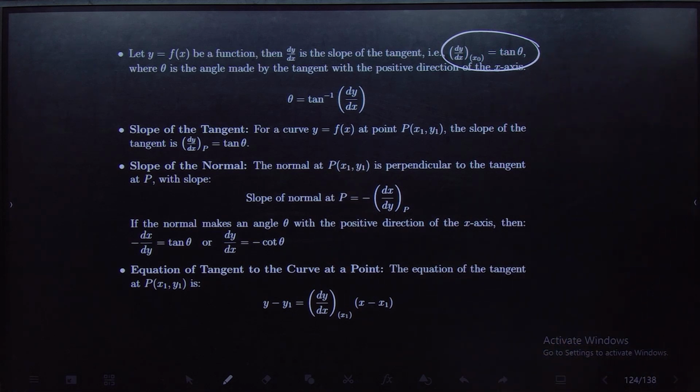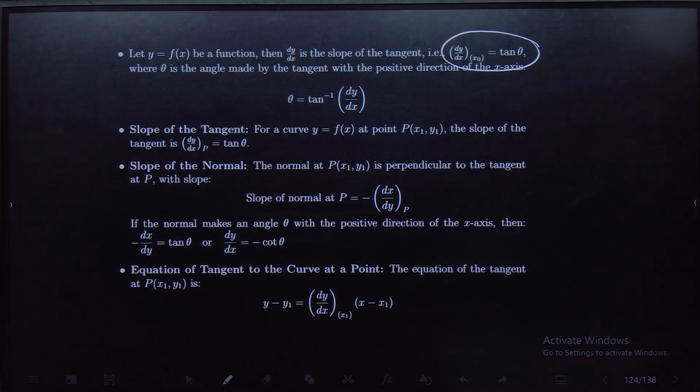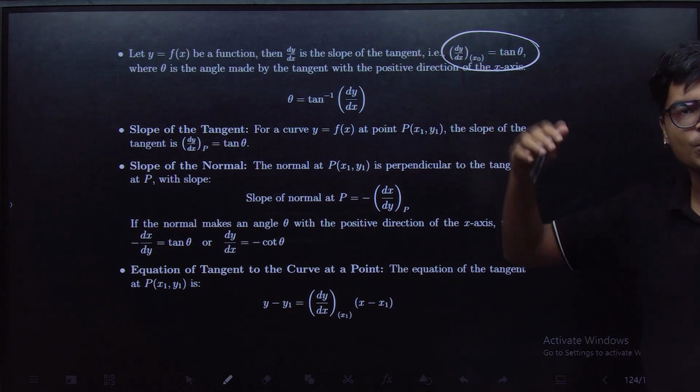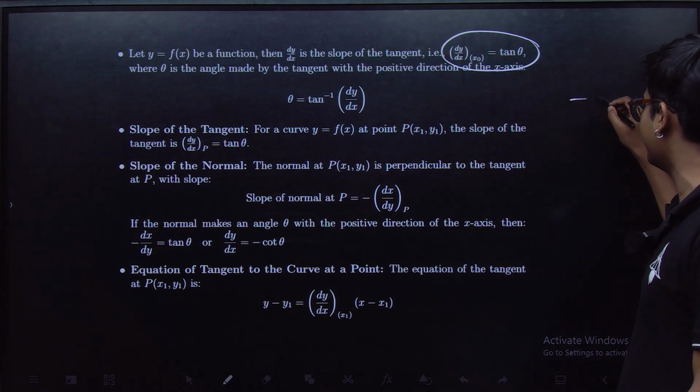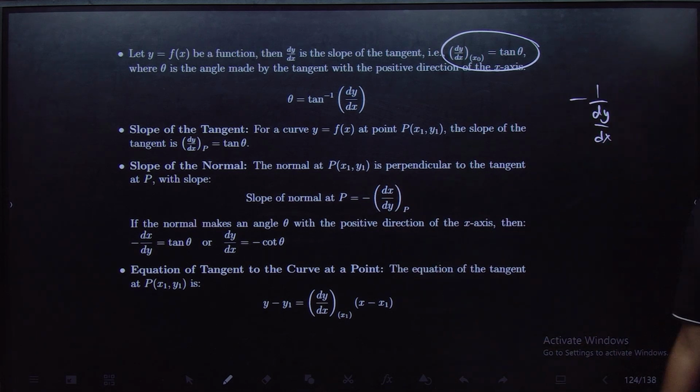Cool. So from here, you can also find out the slope of the normal, right? Because we know that the tangent and the normal are always perpendicular to each other. Hence the product of the slopes should be equal to minus 1, right? So if I can find the derivative, I can find the slope of the tangent. From there, I can just write minus 1 by the derivative is going to be equal to the slope of the normal, which is minus dx by dy, right?